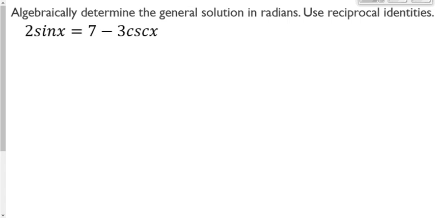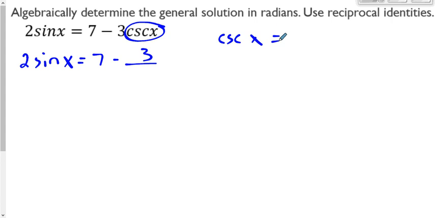Right, our final equation. Algebraically determine the general solution in radians. Use reciprocal identities. So a little bit of a hint there. So the only identity I could use that's a reciprocal is right on this cosecant x. So I'm going to leave the left side alone. So 2 sine x equals 7 minus 3. Now, cosecant x is actually 1 over sine x. So therefore, it's going to be 3 over sine x.